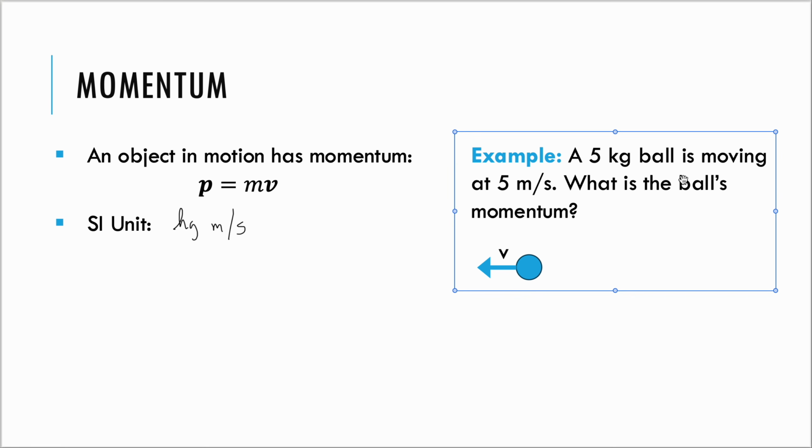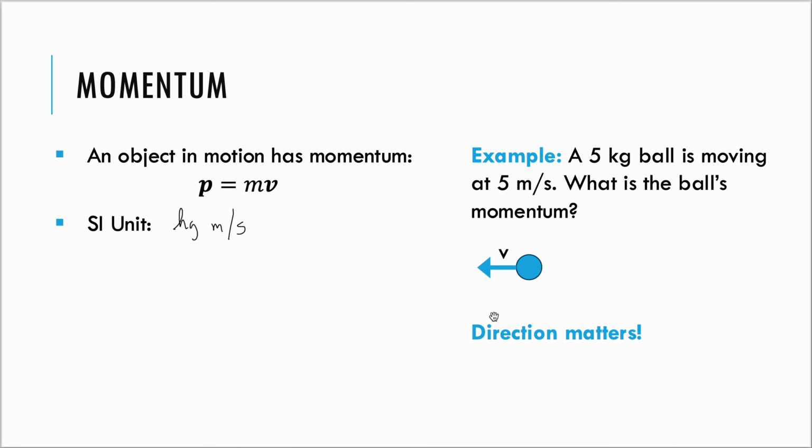Let's look at an example. A 5-kilogram ball is moving at 5 meters per second. What is the ball's momentum? Notice that the ball is moving to the left. When you are calculating momentum, direction matters. You've got to define this velocity as being negative.